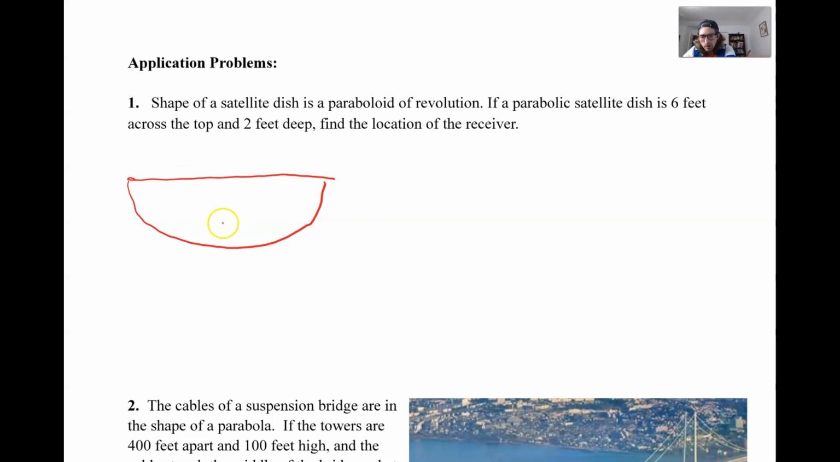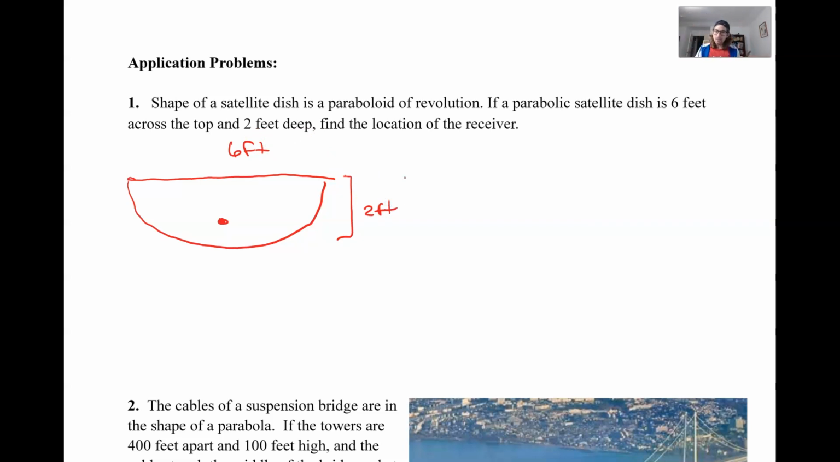And there's a point here somewhere where no matter where the beam strikes, it always bounces to that point. That is going to be our receiver, which happens to be where our focus is. So we're going to do some math to find our focus. How do you do these problems? Well, it says it's 6 feet across the top and the dish is 2 feet deep. How are we going to come up with this?